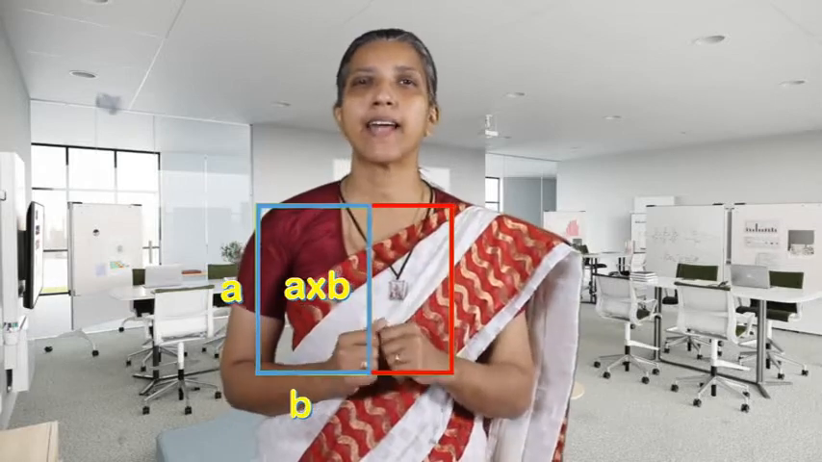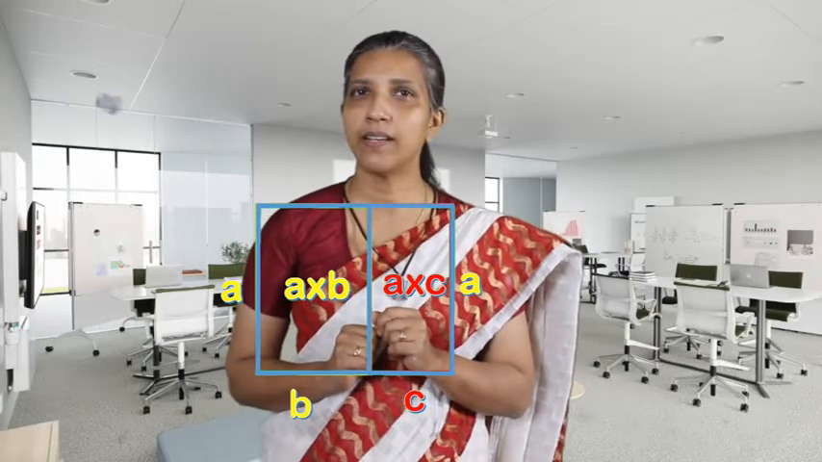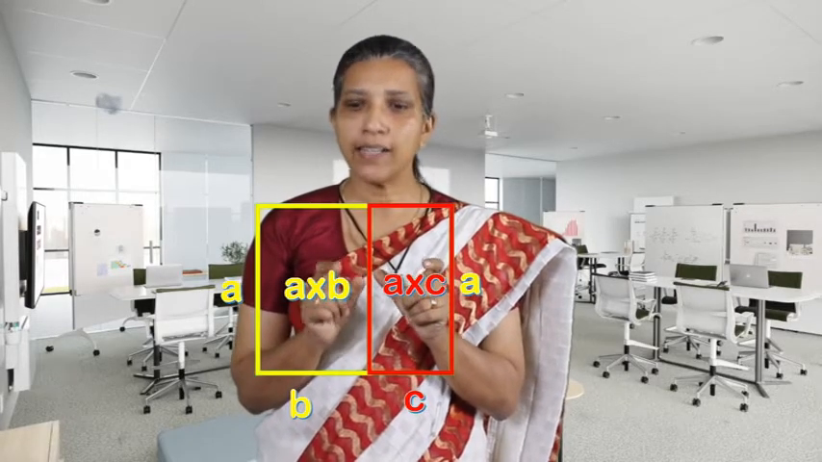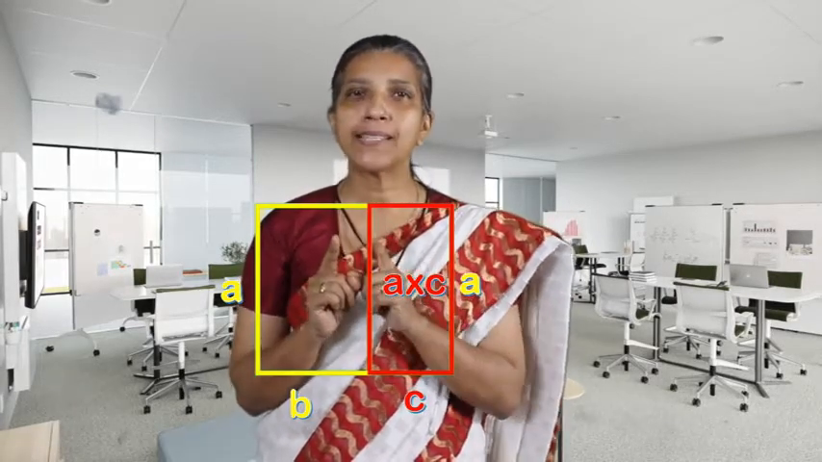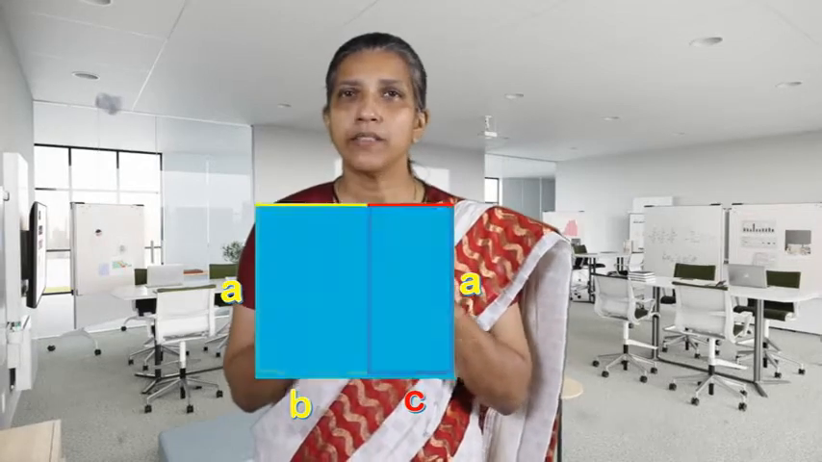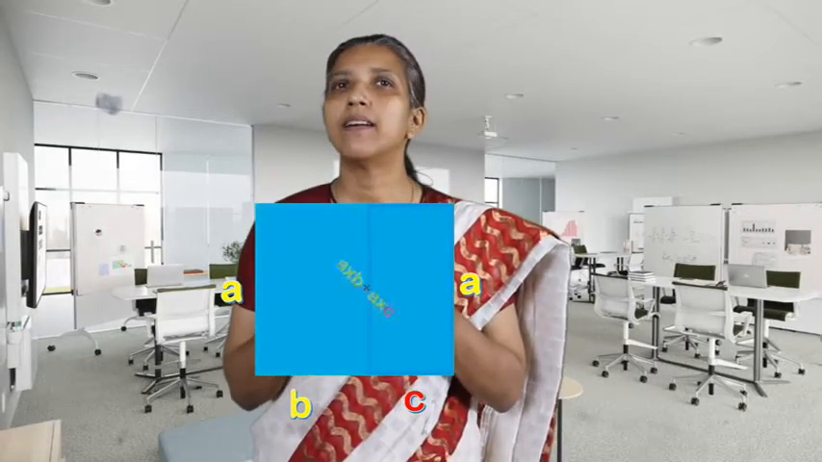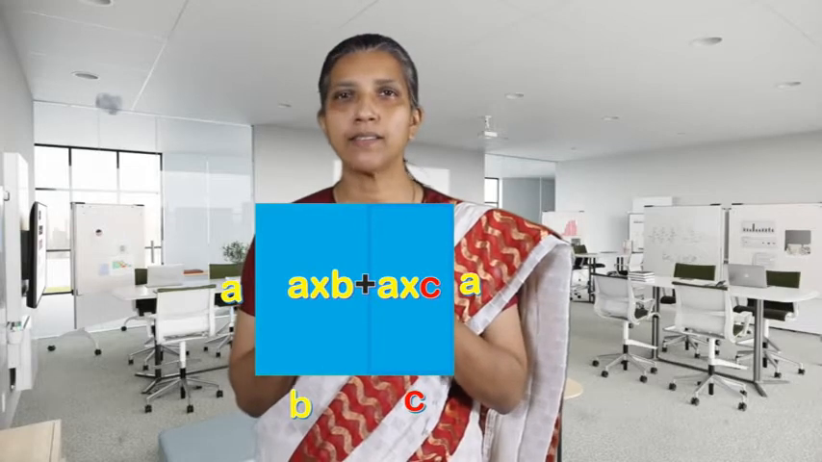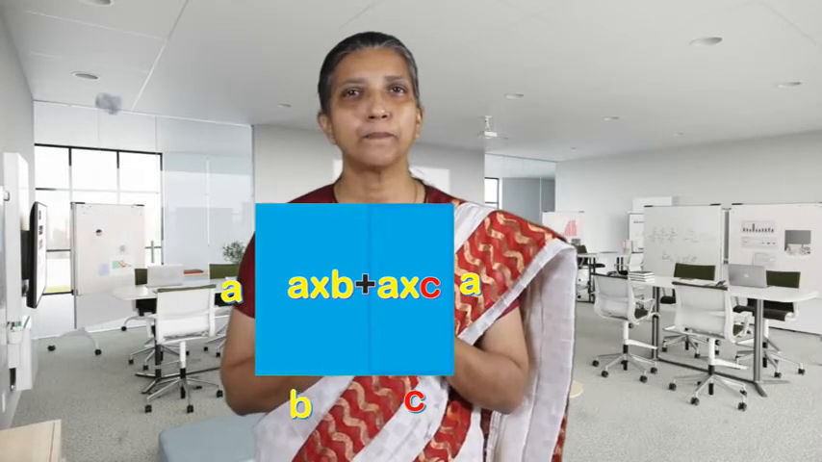Now consider the second rectangle. In this rectangle, the length is A and width is C. So what will be the area of this rectangle? It will be A into C. Understood? Yes. Now if we add these two areas, you will get the answer A into B plus A into C. Same. The area of the two individual rectangles is the same as this blue rectangle.